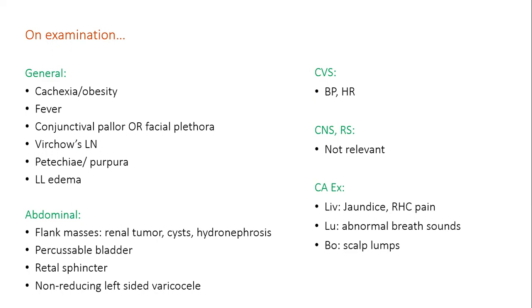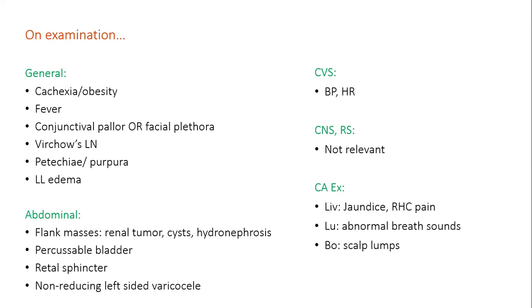Then you go to the abdominal examination. It could be a flank mass, which is not always a renal cell carcinoma, because it could be any renal tumor. So just because you find a flank mass does not mean the patient has renal cell carcinoma. It could be anything. It could be a cyst of polycystic kidney disease, or it could be hydronephrosis caused by obstruction from a bladder tumor causing back pressure, causing enlargement of the kidney. So it could be any of those.